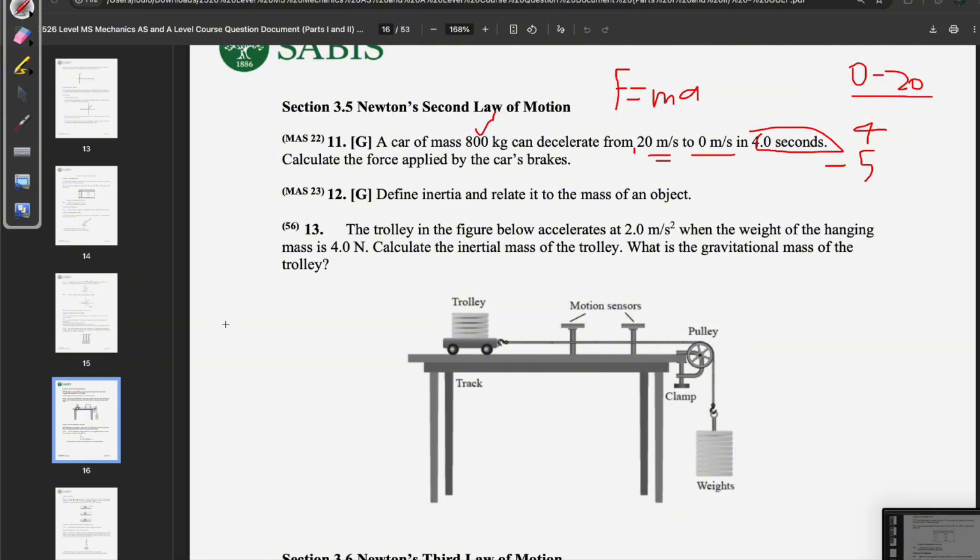So we have the mass. We're going to do 800 times negative 5. It could be 5 or negative 5 depending on whether they want the magnitude or the force itself. So 800 times negative 5 is equal to negative 4,000.